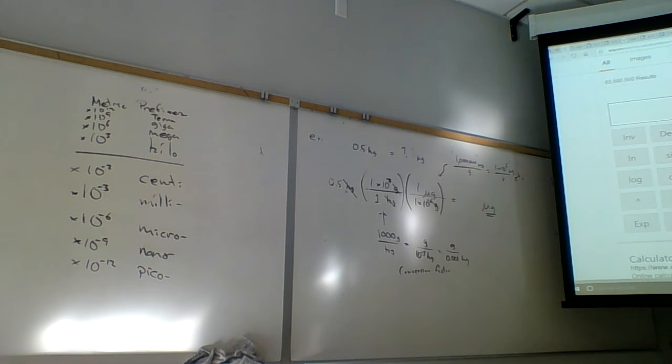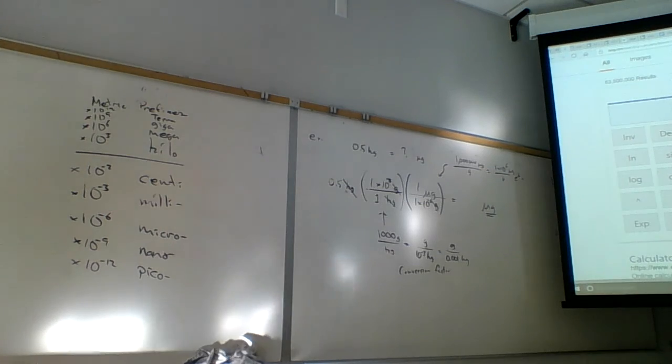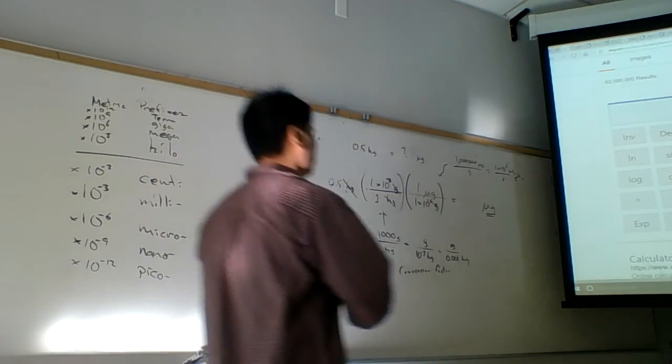In some calculators, you have to put the negative first. Other calculators, you put the number first and then the negative. This one, we do the negative first. And so I have 0.5 times 1 times 10 to the third divided by 1 times 10 to the minus 6. That's what the E stands for here. And then equals. And so I end up with 500 million. 500 million micrograms.